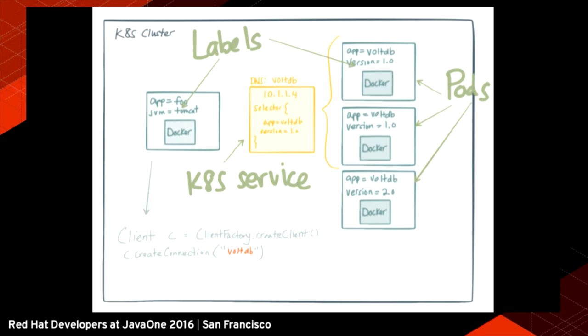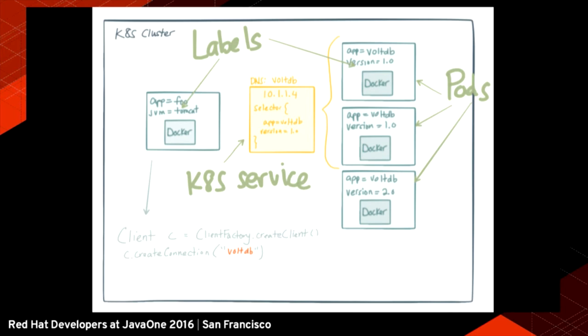The last important concept is the Kubernetes service. Kubernetes service is the service discovery abstraction. When a client, in this case, wants to talk to Vault DB, the client talks to this Kubernetes service. The service uses a selector based on the labels and finds and groups the pods that belong to that cluster. So my client creates a connection to Vault DB, and that name is associated with my service, and then Kubernetes will do the lookup through DNS to find those pods in the back end.